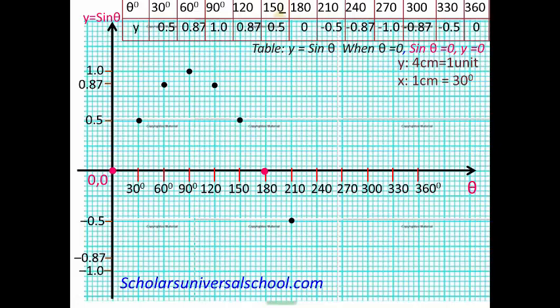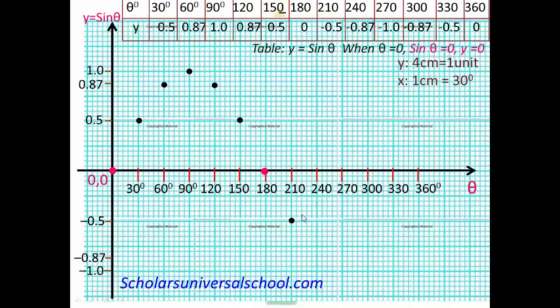We use this pink dot to denote all the points that lie on 0, that's where y is equal to 0. That is where the point falls on the theta axis. So let us proceed. We now go to 210.